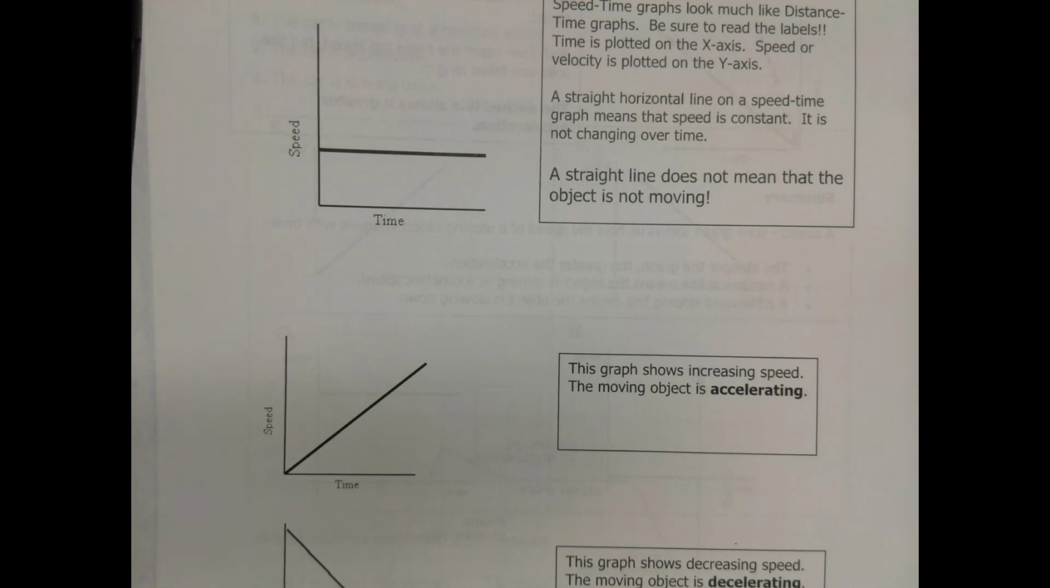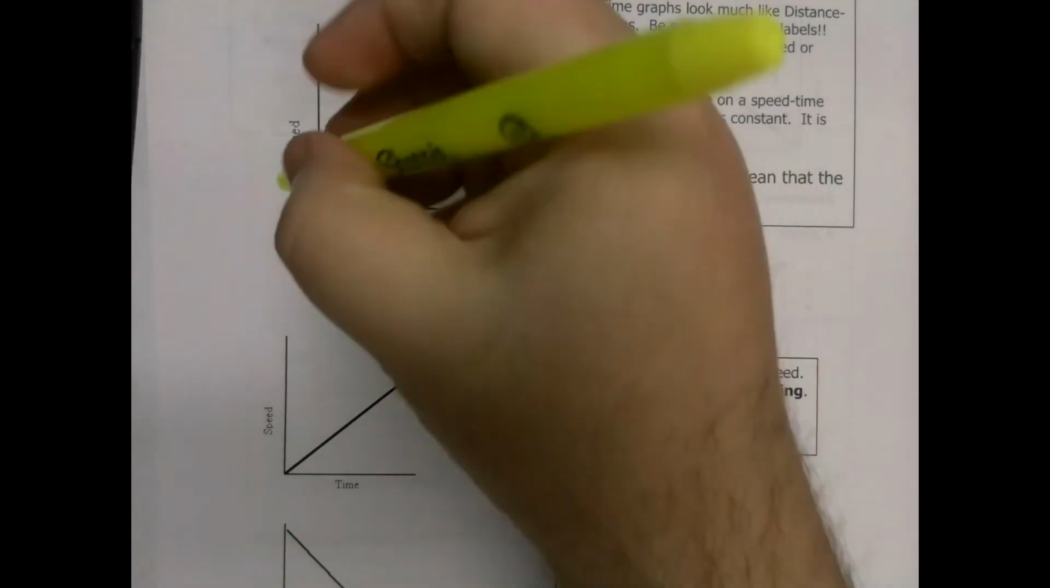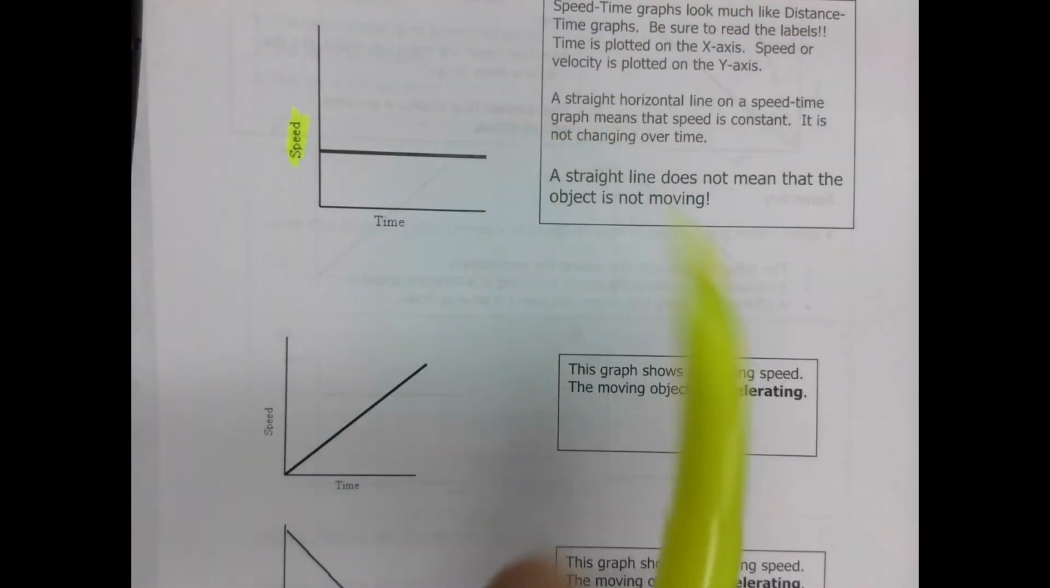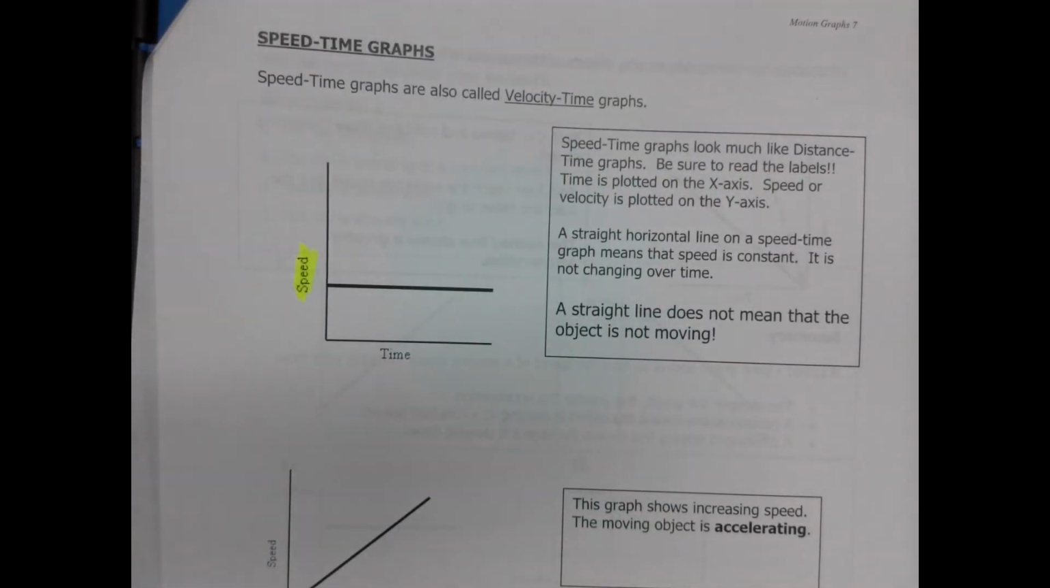So now let's look at speed time graphs. Speed time graphs look much like distance time graphs. Make sure you read the labels. This says speed. They're also called velocity time graphs, so make sure you're reading the actual label. Time is always plotted on the x-axis. Speed or velocity is plotted on the y-axis.